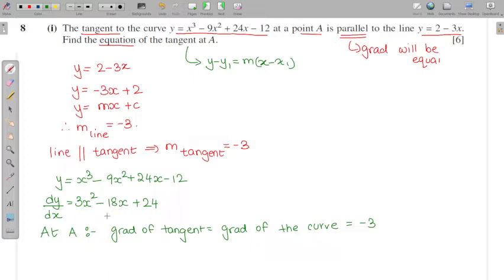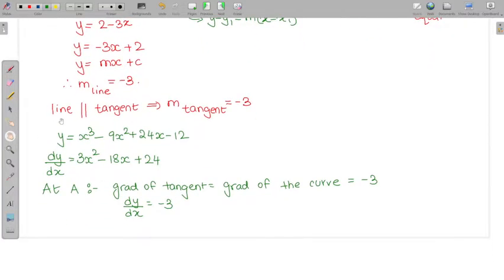That means at point A, dy by dx should have a value of minus 3. So by equating this to minus 3, we should be able to get the x coordinate. So 3x square minus 18x plus 24 is equal to minus 3. If I bring this minus 3 to the left hand side, it will be 3x square minus 18x, 24 plus 3, so plus 27 equal to 0.